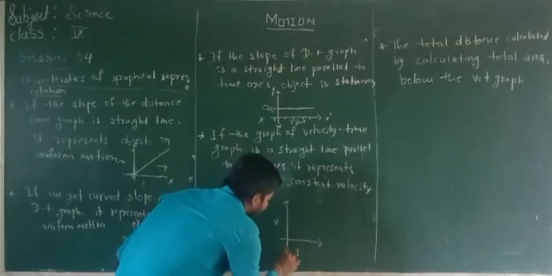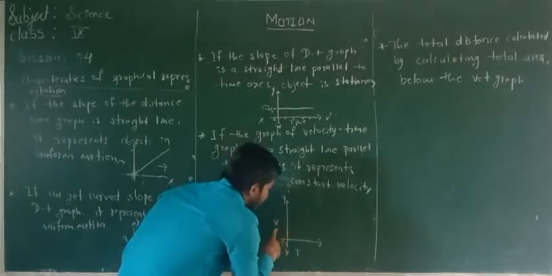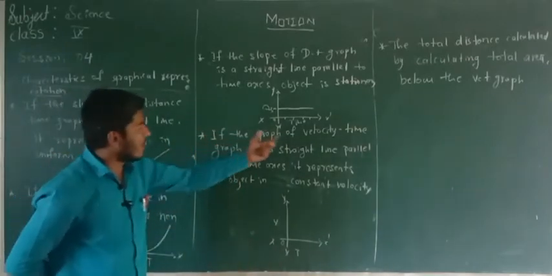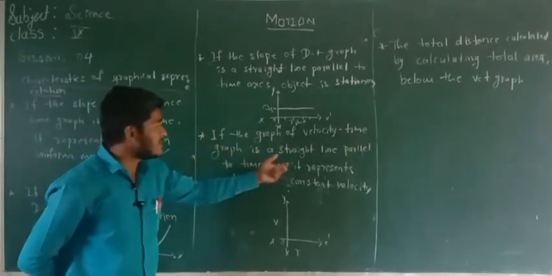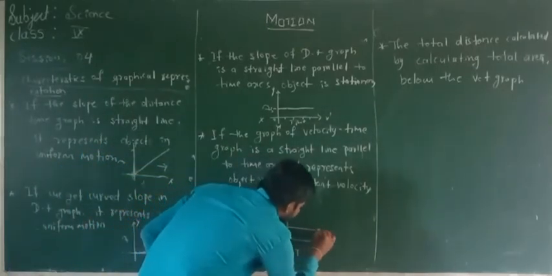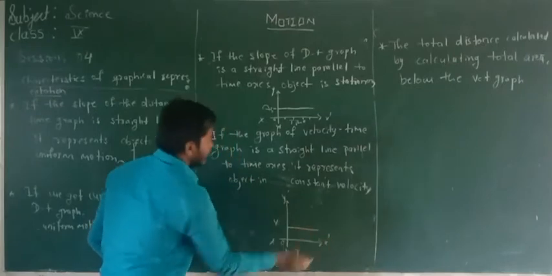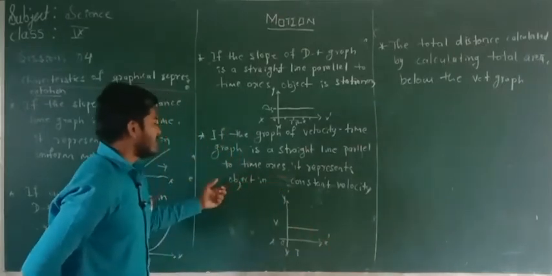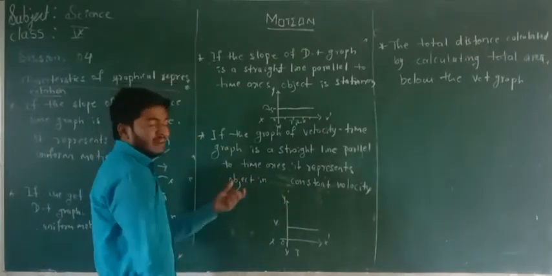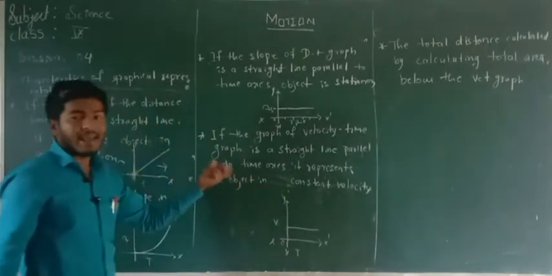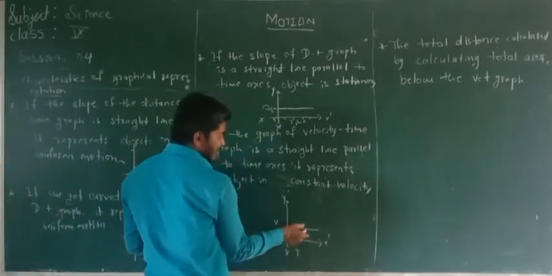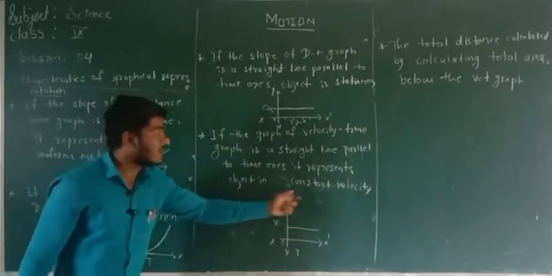Now along the y-axis, velocity, and along the x-axis, time, I have taken. If the velocity-time graph is a straight line parallel to the time axis, this represents an object with a constant velocity.